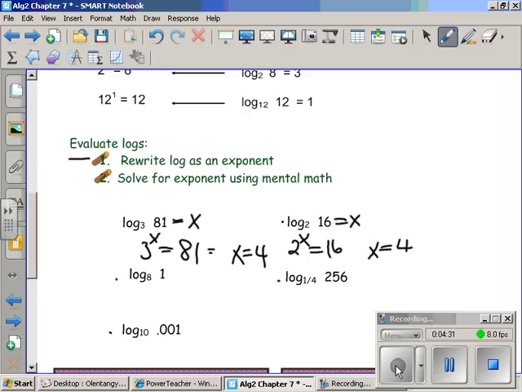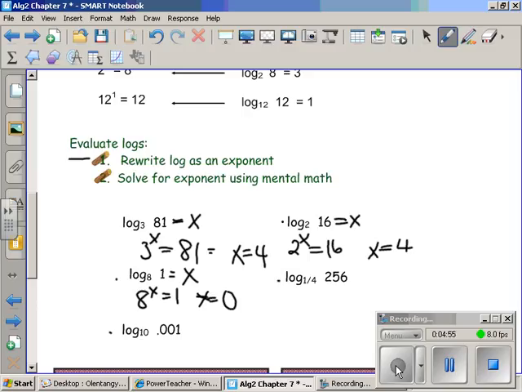All right, the next one, again, set it equal to x. Log base 8 of 1 is an exponential: 8 to the x equals 1. Well, what's always the power when I equal 1? What can I raise 8 to equal 1? Anything to the 0 power is 1. So that means x is equal to 0.